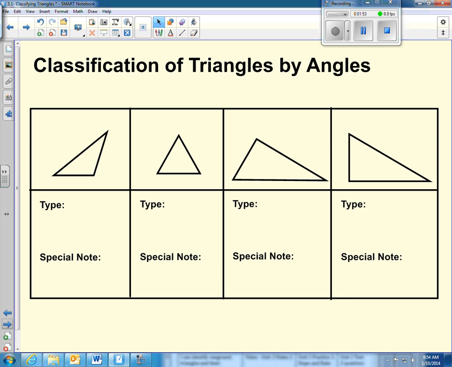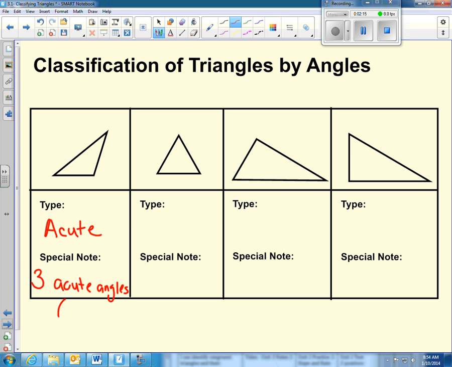Okay, so here's where I talked about we're going to classify triangles two different ways. First way we're going to classify them is by their angles. So in our first one, it's an acute triangle. And this one we can classify because it has 3 acute angles. Remember, acute angles are anything less than 90 degrees. So less than 90 degrees because they're so cute.